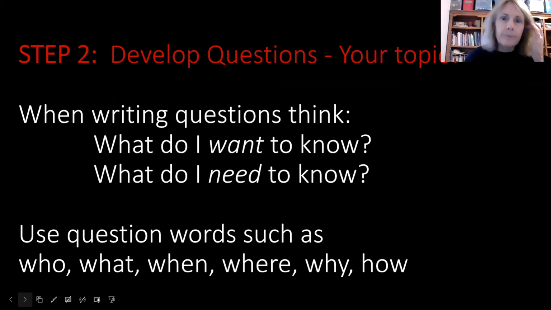The third step, so when you are thinking about your questions, what do I want to know versus what do I need to know to complete my tasks? And as you are writing your questions, always remember to think about the who, the what, the when, the where, the why, and the how, because those question words will really help you develop some good research.